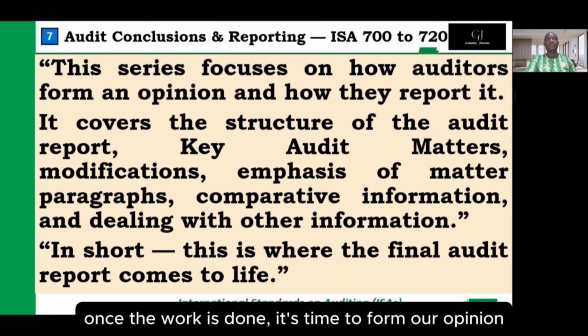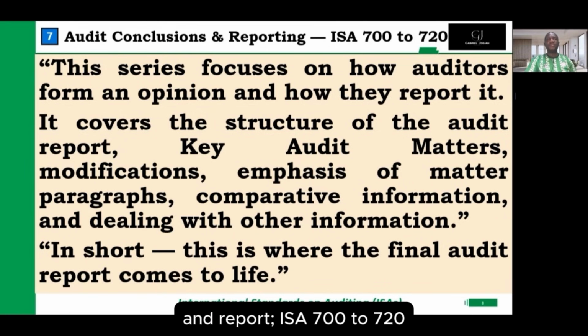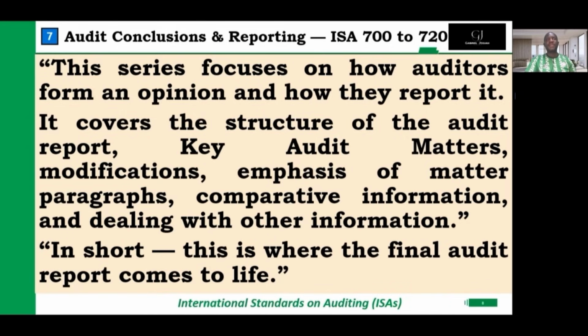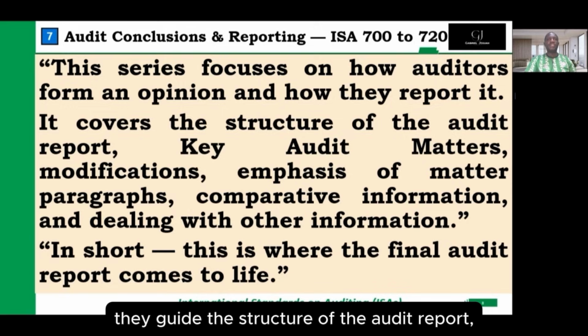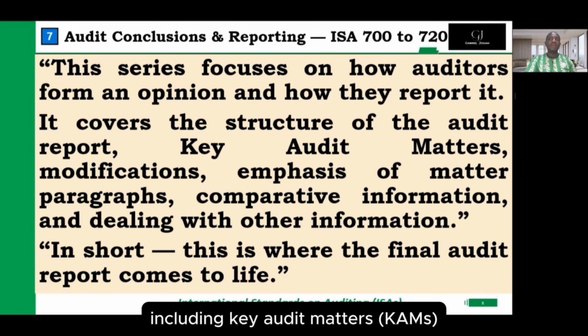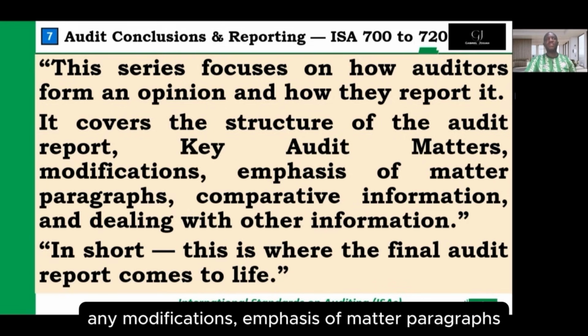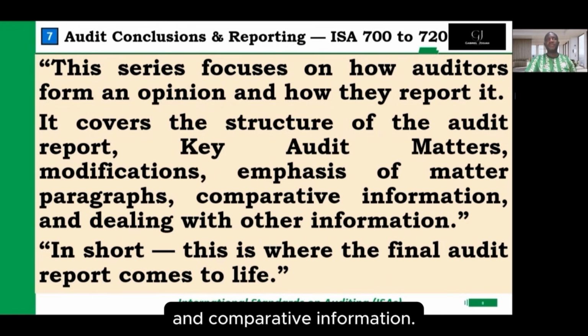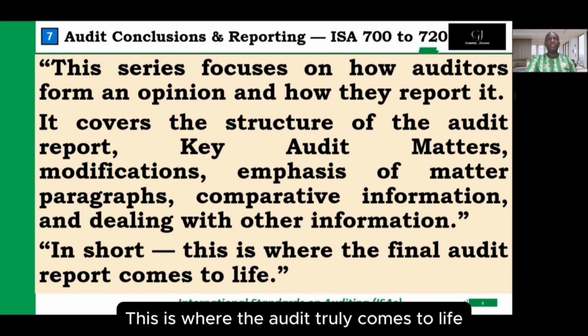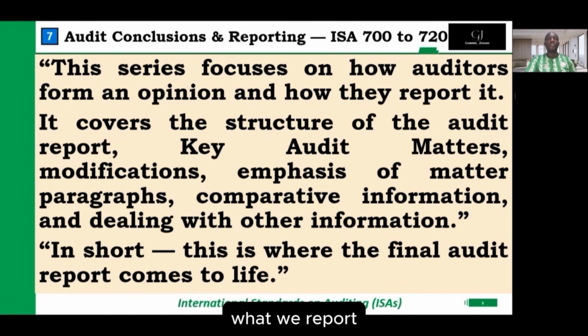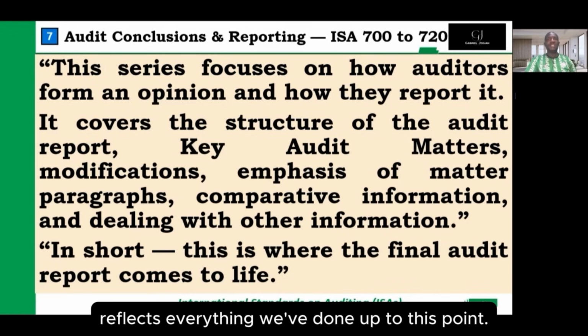Once the work is done, it's time to form our opinion and report. ISA 700 to 720 cover how auditors conclude and communicate their findings. They guide the structure of the audit report, including key audit matters, any modifications, emphasis of matter paragraphs, and comparative information. This is where the audit truly comes to life. What we report reflects everything we've done up to this point.